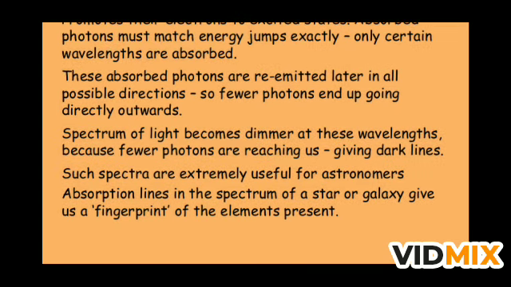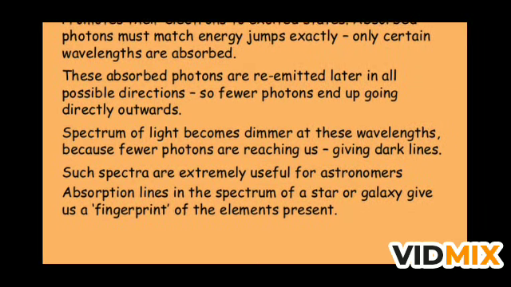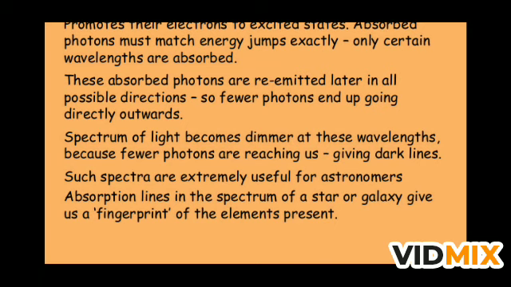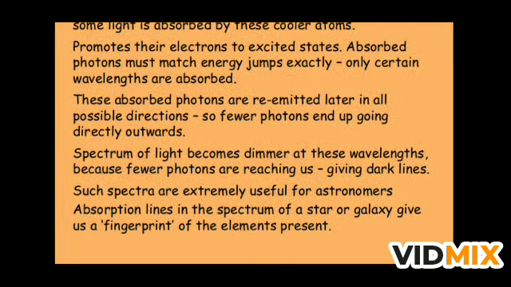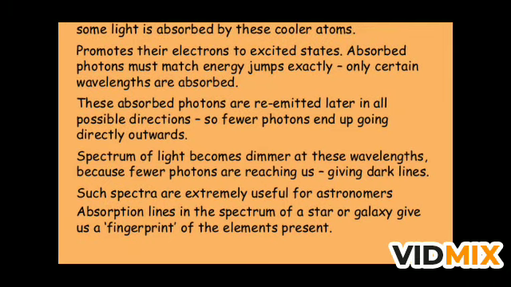Such spectra are extremely useful for astronomers. Absorption lines in the spectrum of a star or galaxy give a fingerprint of the elements present. Means what elements are present in the star or in the galaxy we can find with the absorption spectrum, and they are the fingerprint we discussed in the previous video. What is the fingerprint of the atom? Means the particular atom has a particular spectrum of lines.